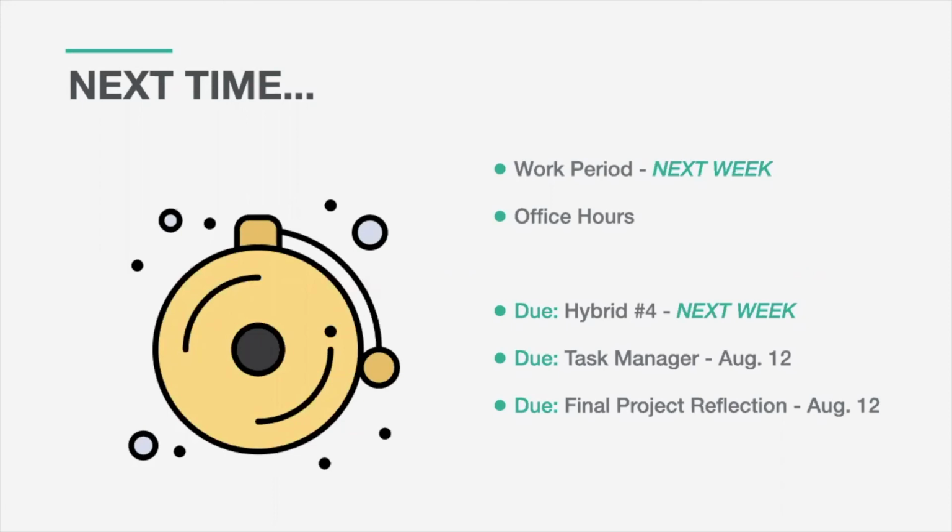All right. So just a reminder of outstanding assignments. You still have hybrid number 4. That is due next week. So make sure you're watching those videos and completing the writing assignment for that. Then you have your final project task manager, which is due August 12th, as well as the final project reflection, which we just talked about, which again is due August 12th.